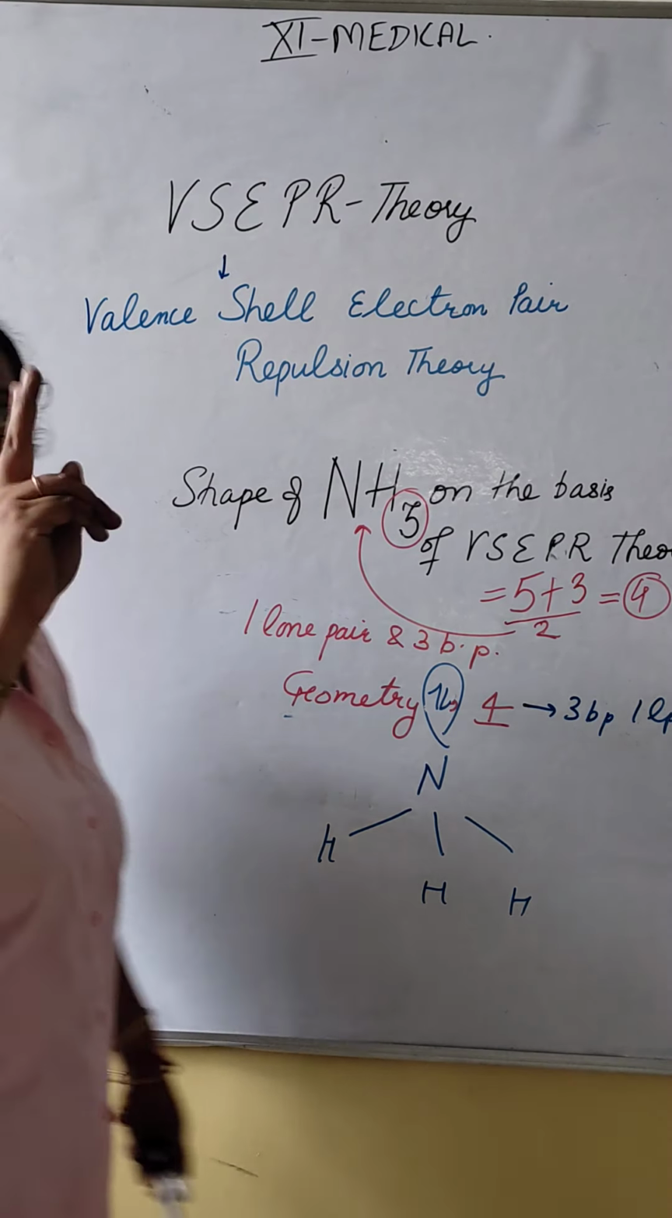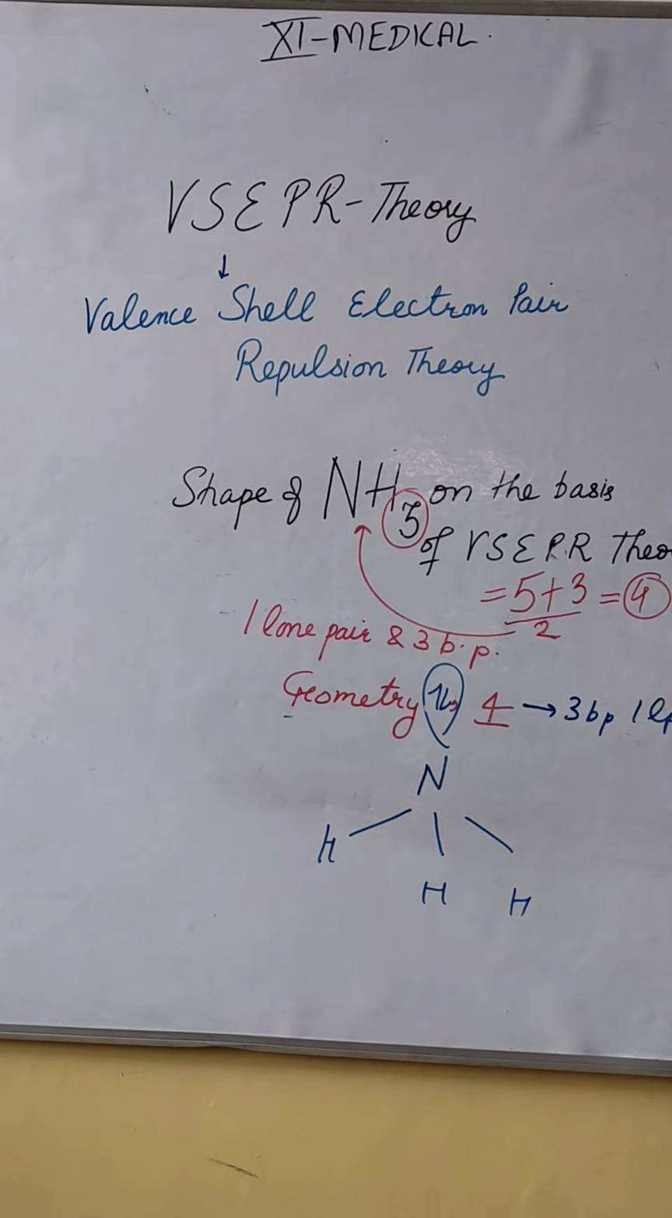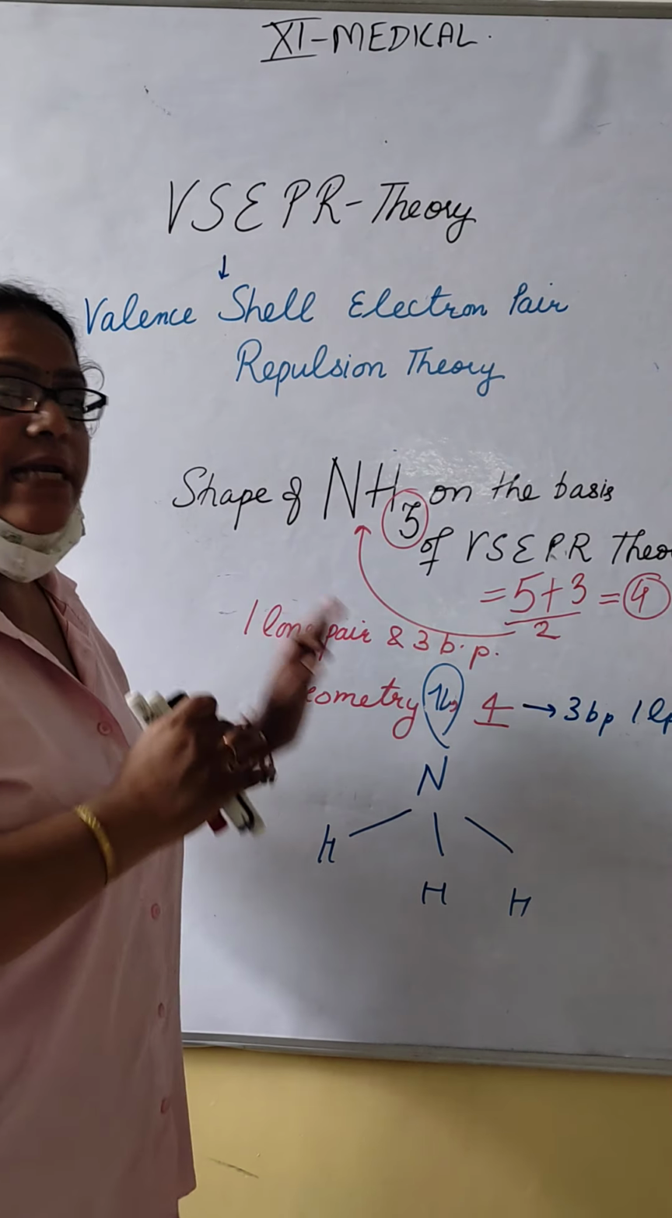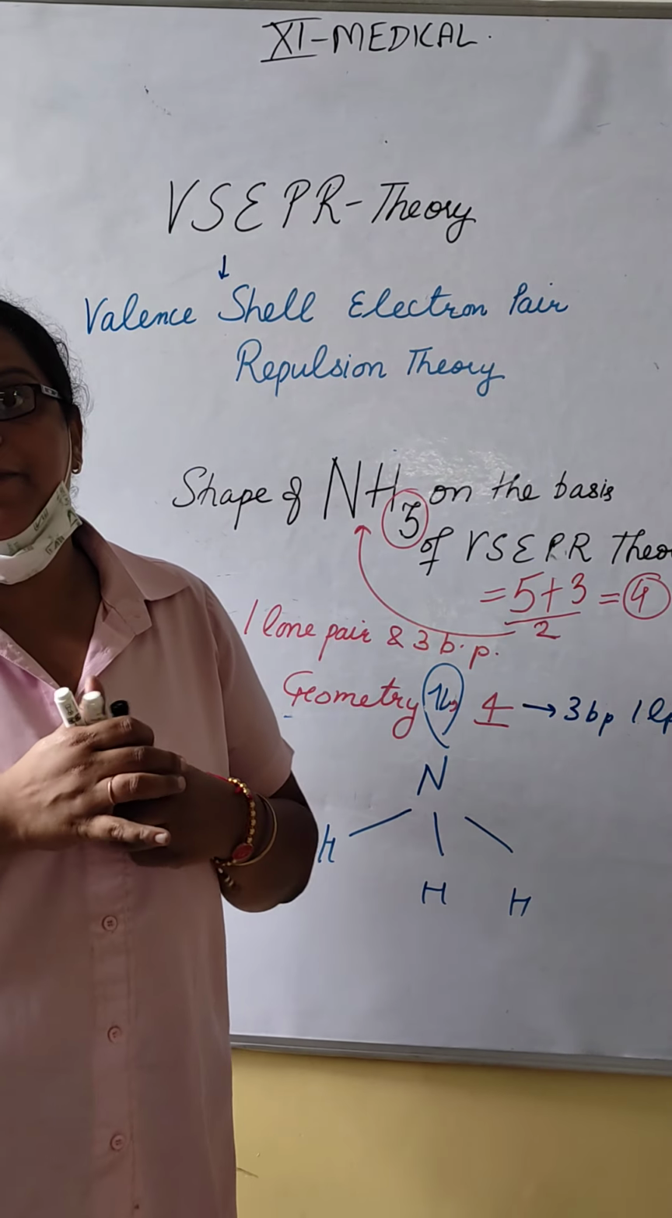Now there are 2 words, geometry and shape. Geometry includes electron pairs, which means both bond pair as well as lone pair. But shape only includes bond pair. Are you getting the difference? Geometry includes both lone pair as well as bond pair, but shape includes only bond pair.